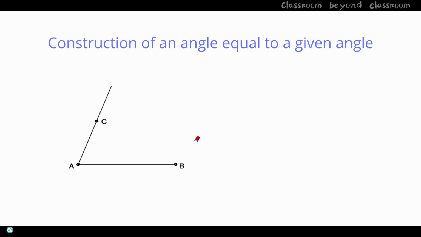Construction of an angle equal to a given angle. We are given an angle BAC. We have to construct an angle equal to angle BAC. That means we have to reproduce or reconstruct or replicate this angle. Now let us see how it can be done.